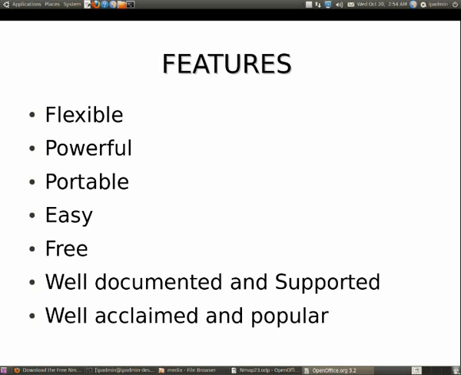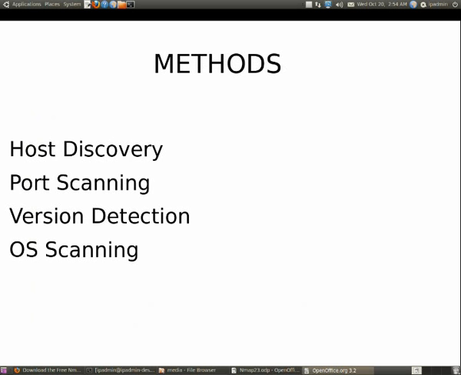Okay, so we have seen the features, what makes Nmap different from others. And let's check out in brief the methods. Basically it is the classification into which Nmap can be classified. That is, there are four different things that you can do with Nmap: host discovery, port scanning, version detection, and OS scanning. Host discovery just deals with the discovery of the host, whether the host is up or not. Just that. It will use a simple ping scan to check whether the host is up or not.